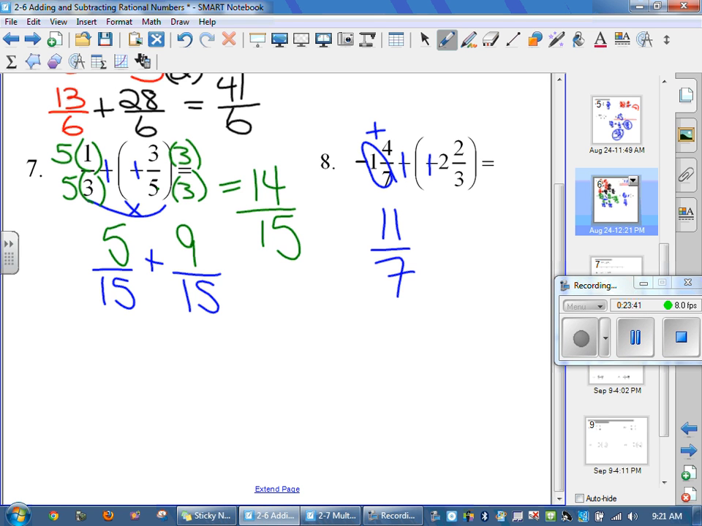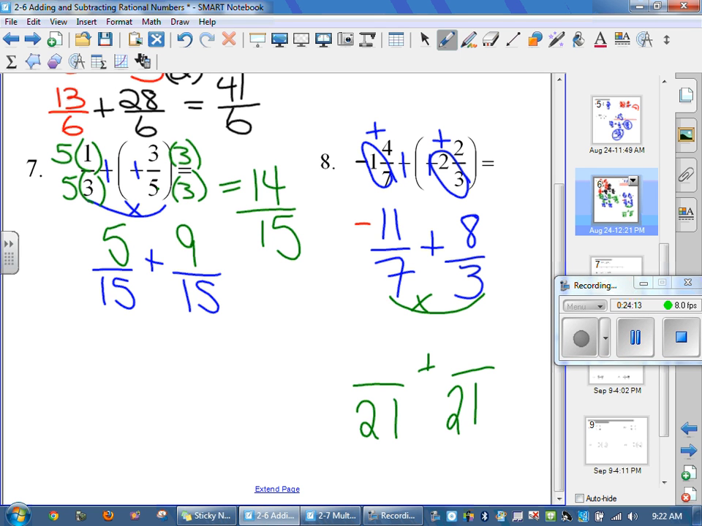And the one on the right, 2 times 3 is 6. Plus my top is 8, so I have plus 8 over 3. Now you can change your bottom numbers. So now I can multiply them together because nothing else multiplies to them. So 7 times 3, 21. 3 times 7, 21. Now I multiply my top numbers by what I multiplied the bottom by. 7 times by 3, so the negative 11 is going to times by 3. So I'm going to get negative 33 on the top there.